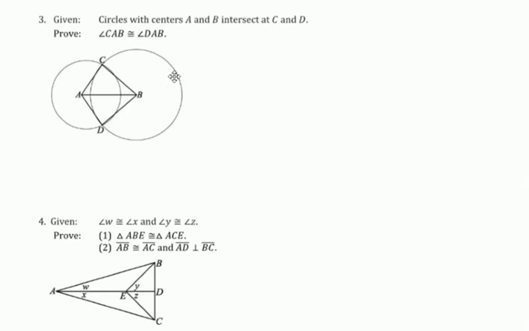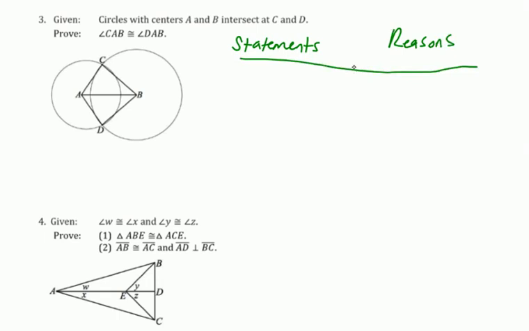On the next one, notice we have circles drawn. Again, I'll go ahead and write out my statements and reasons. But in this proof, I'm going to want to use the strategy of working backwards. Because if I look at what I want to prove, they're asking us to prove angles CAB and DAB are congruent, the 2 that I've labeled in red.